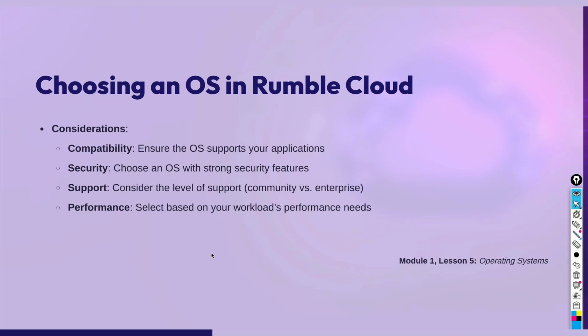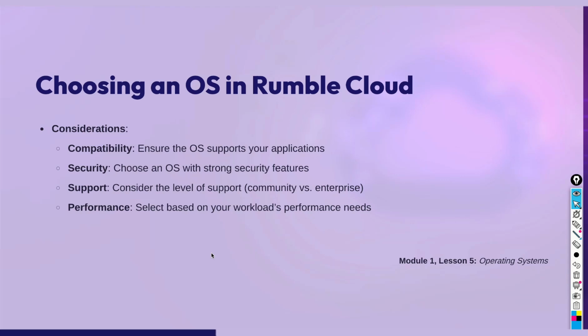3, support options. Consider the level of support and updates that are available for your operating system, all right? Is it community or is it enterprise? If your application doesn't require a lot of support, maybe go for some sort of community operating system. If you really do need maximum security and the most reliable support, go for an enterprise level operating system like RHEL or SUSE.